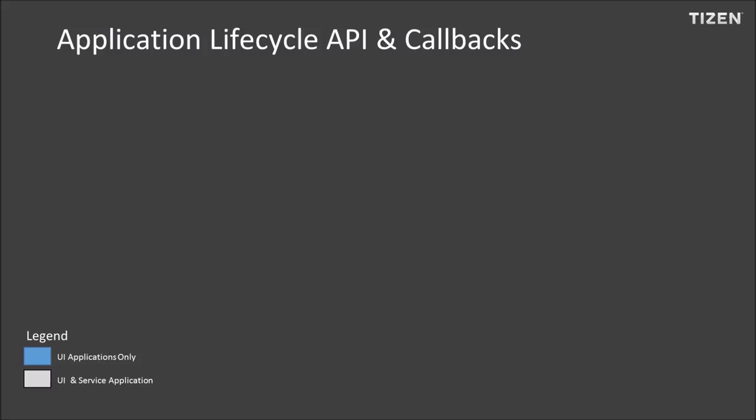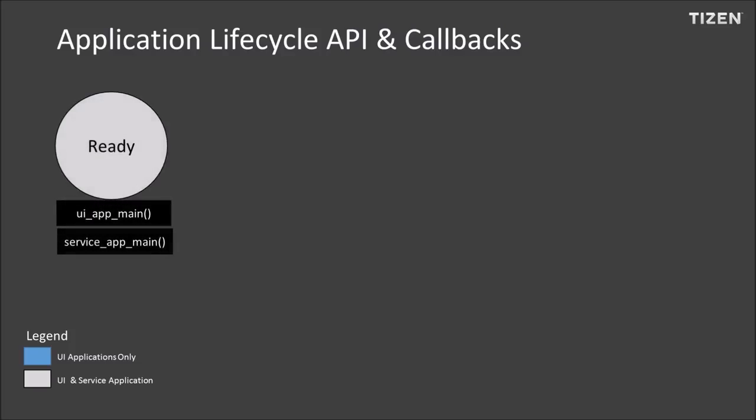All applications are in the ready state when they are launched. UI applications enter the ready state by calling UI app main. Service applications enter the ready state by calling service app main. In this state, the application initializes the callbacks to receive notifications from the application framework. These callbacks include lifecycle state change callbacks and system event callbacks. The application registers these callbacks with the application framework. Once the registration is completed, the application framework takes control of the application lifecycle.